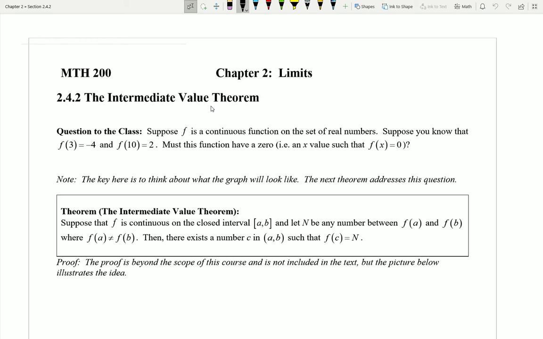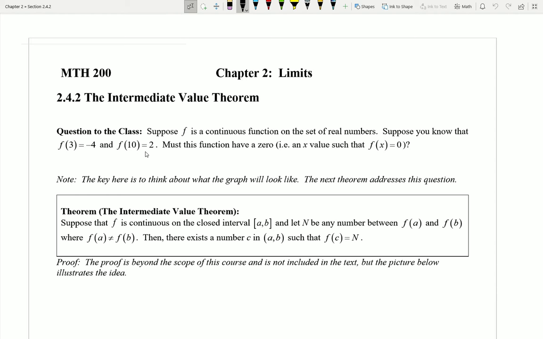So first, to understand a little bit about what this theorem is going to address, let's take a look at this starting question. Suppose that I have a function f, and it's a continuous function everywhere, okay? So just suppose it's continuous everywhere. It's always connected. No holes, no jumps, no gaps, no breaks, okay? And suppose that what we know is that f of 3 is equal to -4. So I know there's one point on the function, right? When I plug 3 in, I get -4. And also, when I plug 10 in for x, I get 2 back for y.